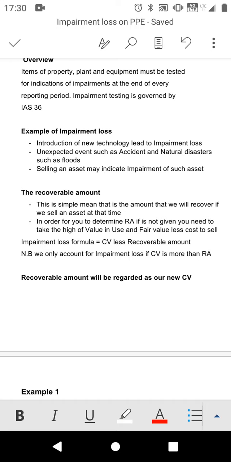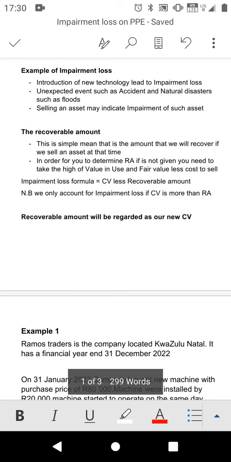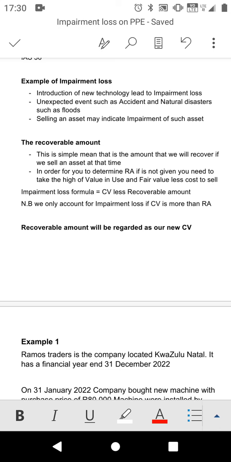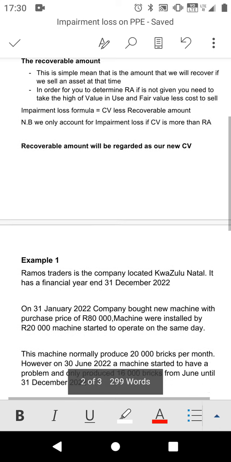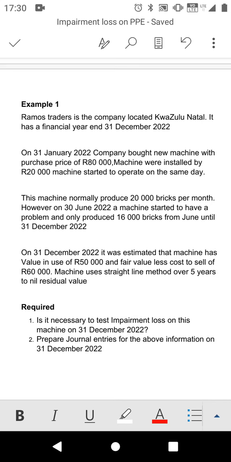Take note of that. Okay, then the recoverable amount that you get after you calculate the impairment will be regarded as the new current value because it's the lower one. Okay, then let's go to the example. The first one, let's go to the required part. They said, is it necessary to test impairment loss on this machine on 31 December 2022?